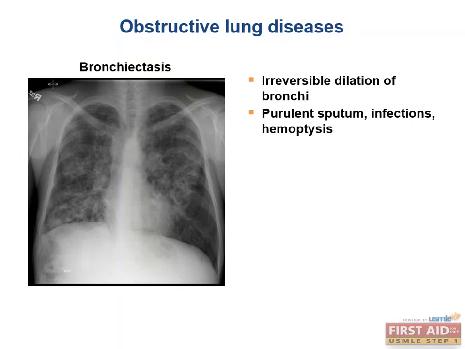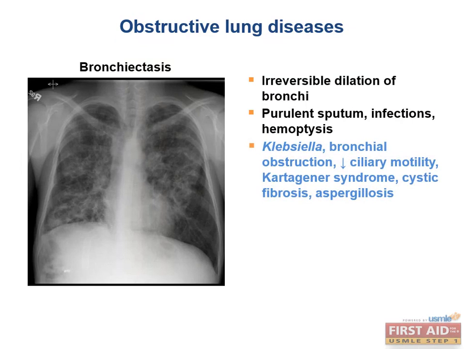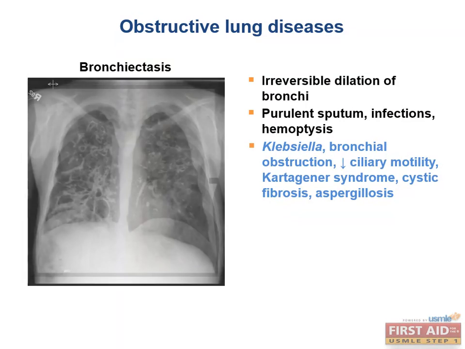Causes of bronchiectasis include necrotizing infections with bugs like staph and Klebsiella, as well as bronchial obstruction, poor ciliary motility, Kartagener syndrome, cystic fibrosis, and allergic bronchopulmonary aspergillosis. Here you see a chest x-ray of a cystic fibrosis patient with bronchiectasis, scarring, and mucoid impaction. Note that he has relative sparing of the left lower lobe.